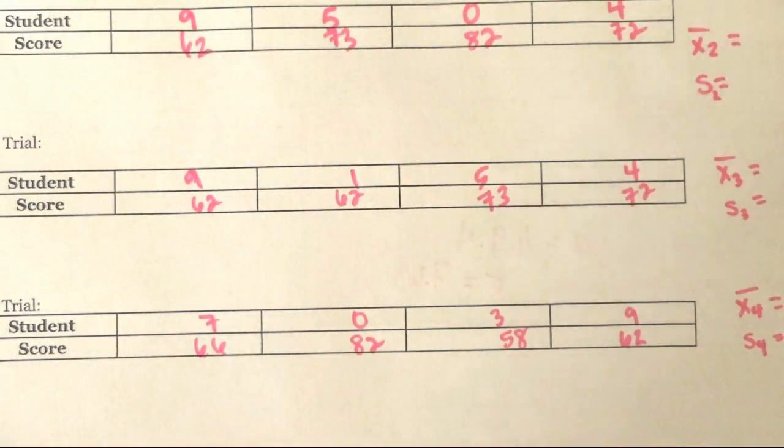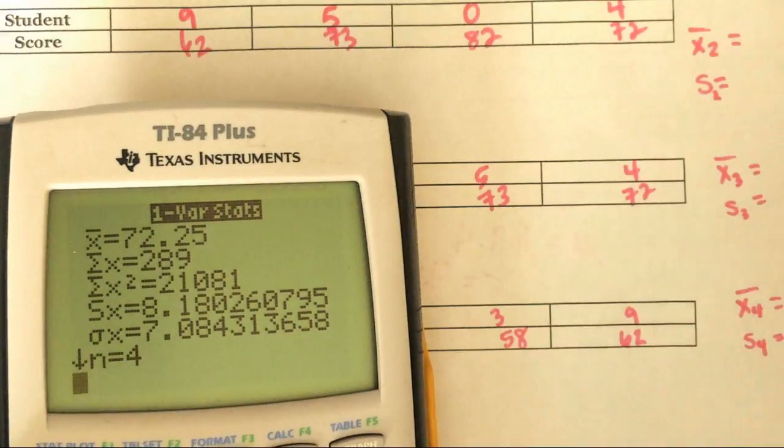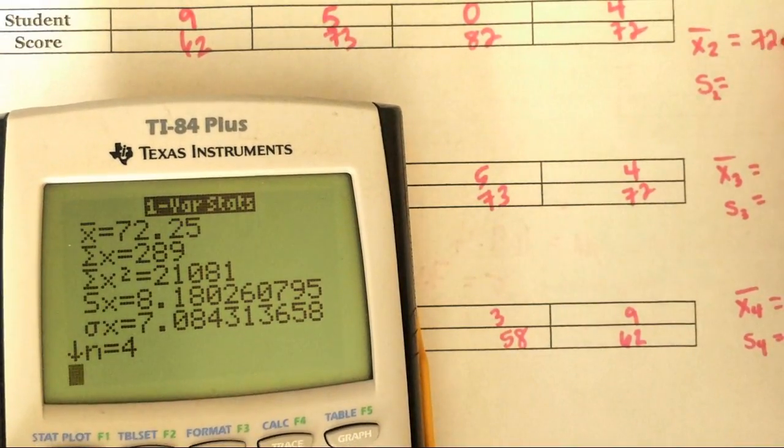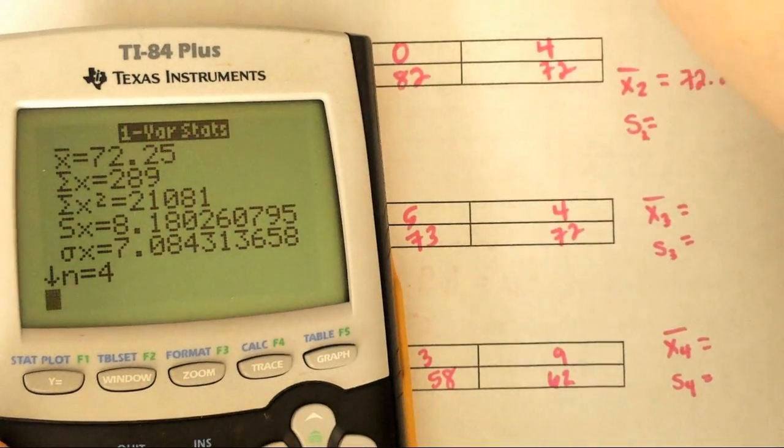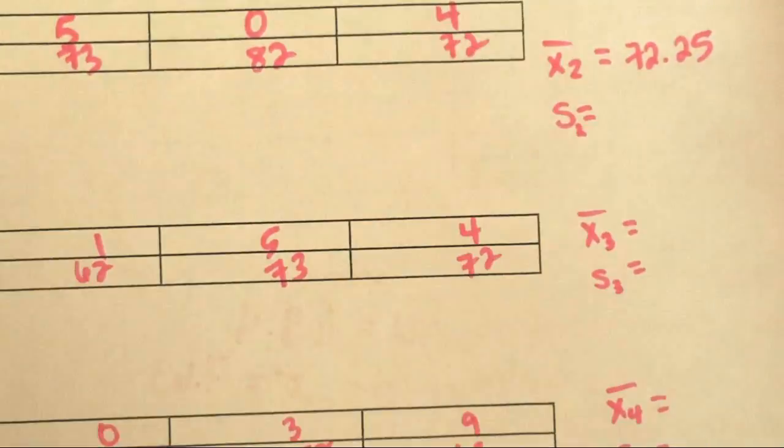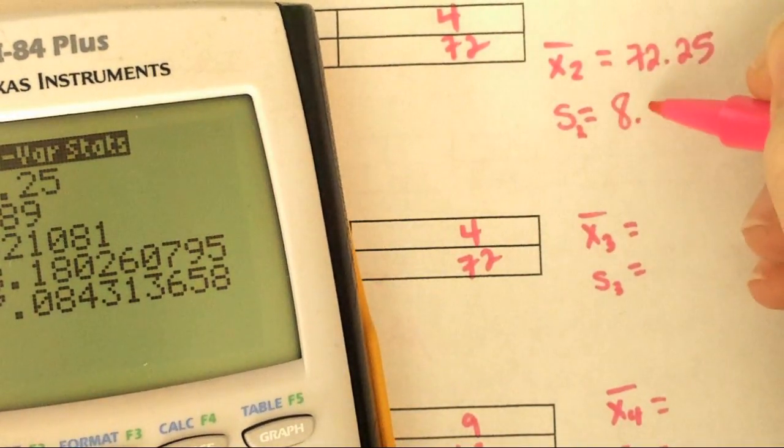If someone could do trial 2, I'll do trial 1. And if someone else could do trial 3, that would make our life so much easier. I'll do trial 3. Perfect. Okay, so I'm calculating my one variable stats. I typed in trial 1 into L3. When I do my one variable stats, I get my x bar is 72.25, and my standard deviation is 8.18.